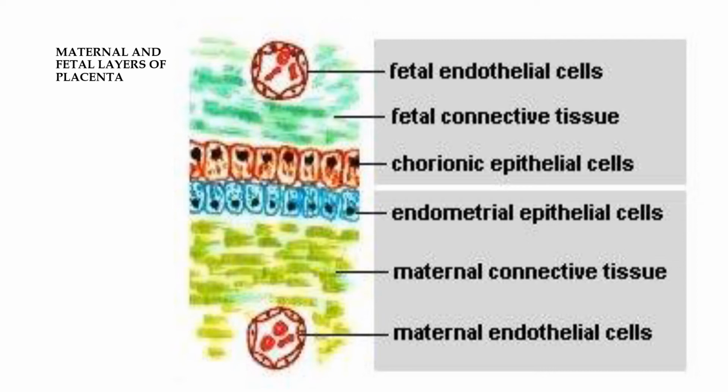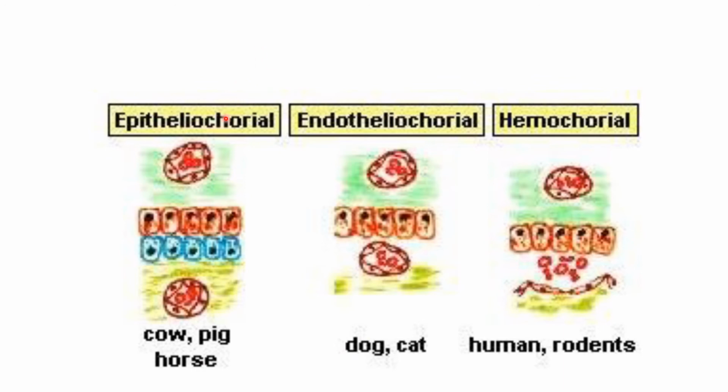In the early placenta, at low magnification, a large number of villi project into the lacunae. Here you can see epitheliochorial, endotheliochorial and hemochorial types. These are the different types: here you can see human, dog and cat, and this type of barrier you can see in cow, pig and horse.